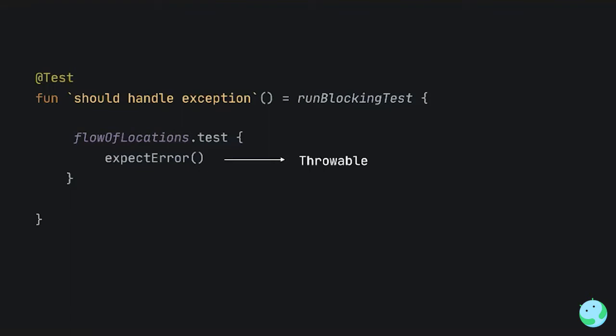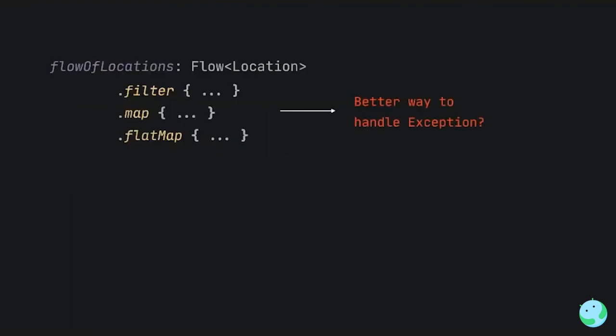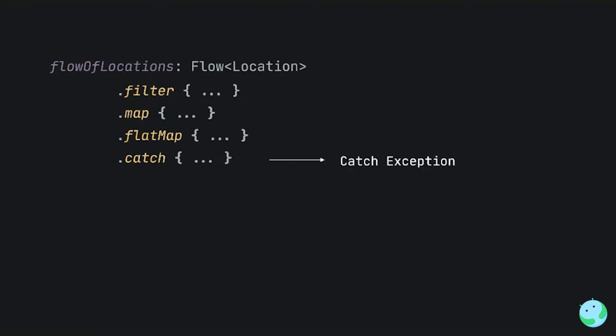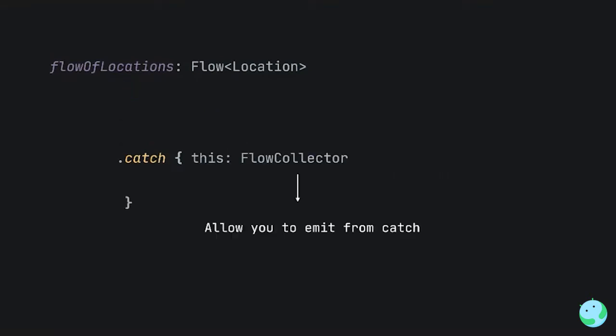But that's not the best way to handle exceptions, right? Is there a better way to handle exceptions? There is. The better way is an extension called catch on the flow. If any exception happens upstream, the catch method will catch it, and it allows you to emit something when that happens.